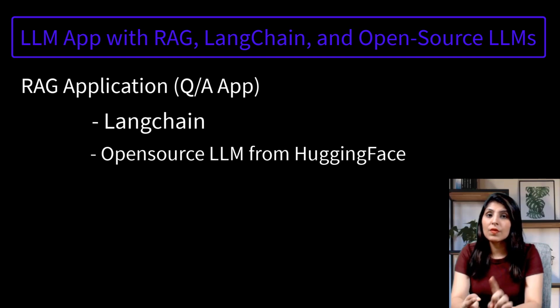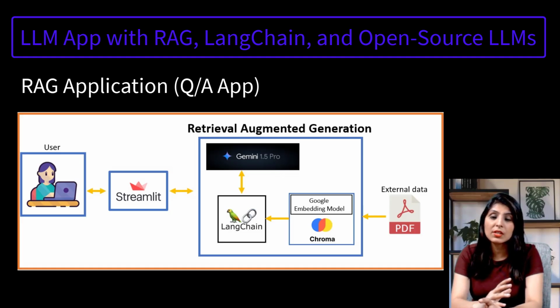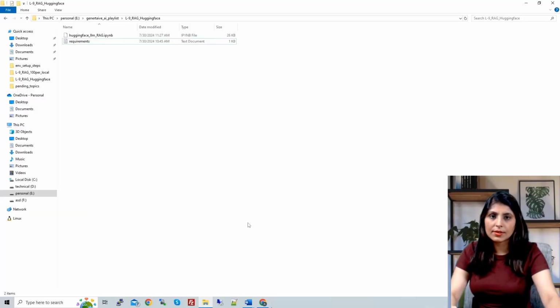Okay, so we will download one LLM from Hugging Face, and we are using LangChain, and using RAG we will provide external knowledge to the open source LLM which we are going to download from Hugging Face. And then that LLM will answer the questions based on that external data which we provided to the LLM. So let's start the coding part.